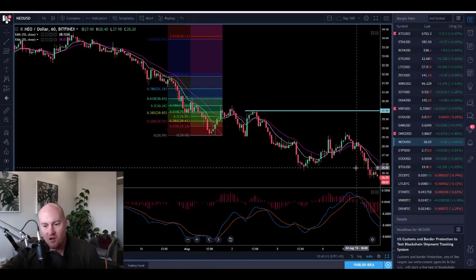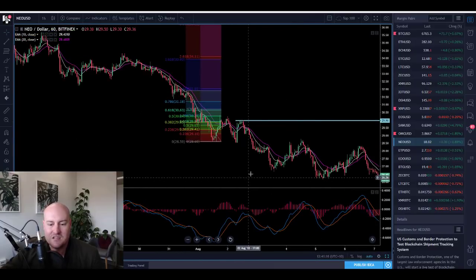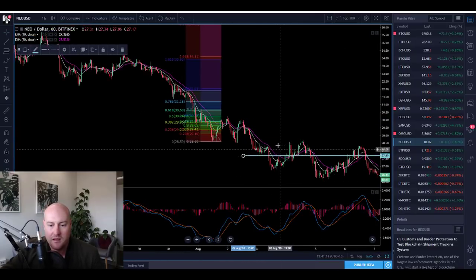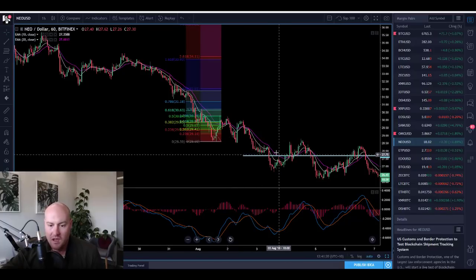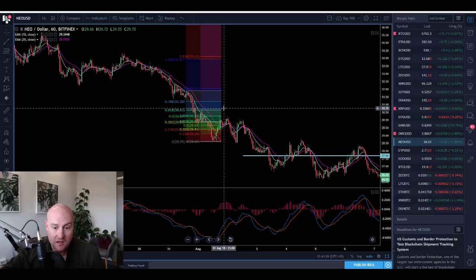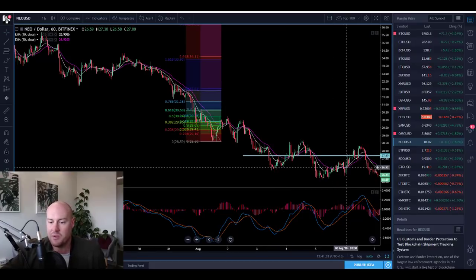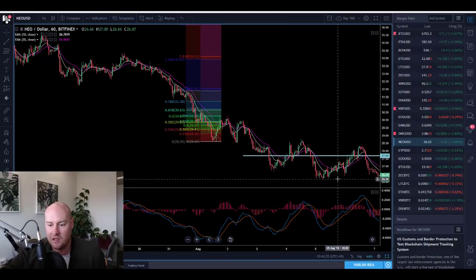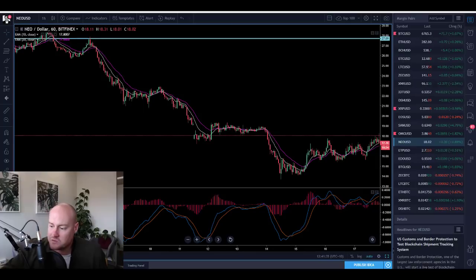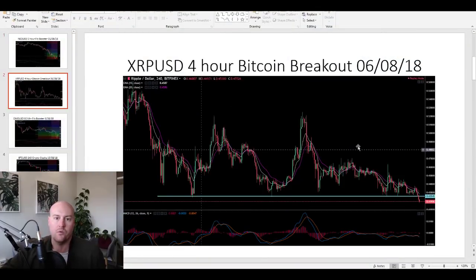So NEO didn't get the whole move. I know it would have been nice to have continued to run it all the way down, but the fact is it did not. Ended up getting stopped out, final position down at this point. So entry here, stop loss here, move down to here. So a nice multiple of 2 or 3 thereabouts, a little bit less than 3 if you scaled out. The next one I wanted to show you is Ripple.